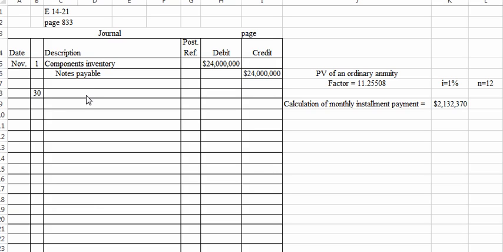So our interest expense on November 30th is equal to our $24 million times 0.01, or 1%. So that's $240,000. Okay. Now we know we're going to credit cash because we're paying out cash of $2,132,370. We know we're going to need to debit something else, though, so I'm going to leave a space for it.